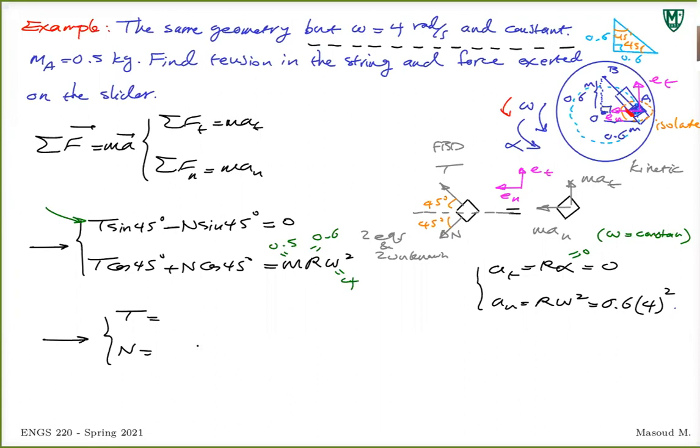Let me know if you have a problem with this one. From the first one, it's pretty straightforward. We get T is equal to n. In this case, because it's 45 degrees, even if you don't follow the process, you can get from the first one, T is equal to n. From the second one, if you plug that in, you'll get T is equal to 3.39 newtons. So this is what you were looking for.